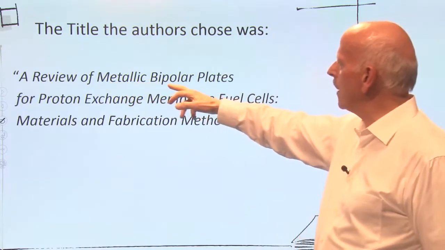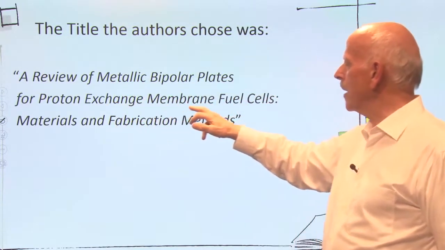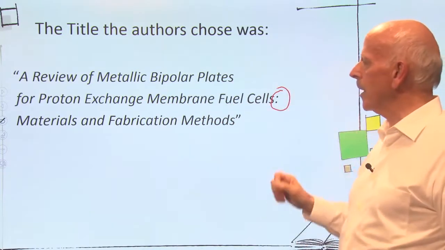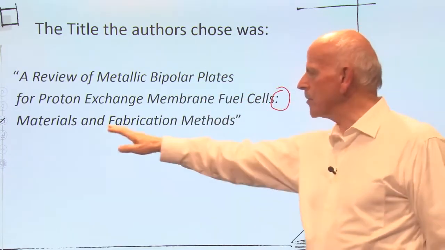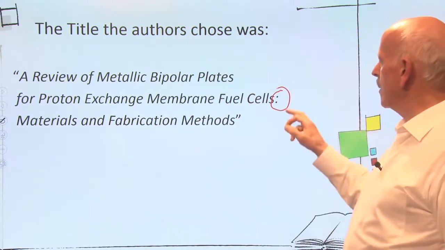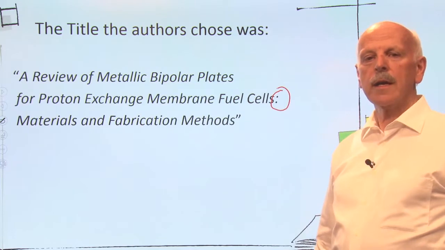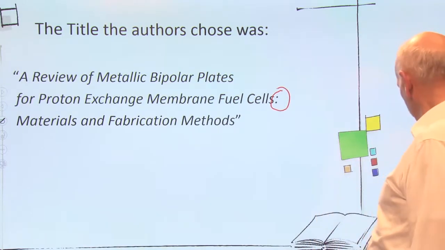A review of metallic bipolar plates for proton exchange membrane fuel cells, colon. The use of the colon is important here because you have the main sentence and then you have some extra information here. Materials and fabrication methods. So the colon is a useful piece of punctuation for adding extra information to a title.